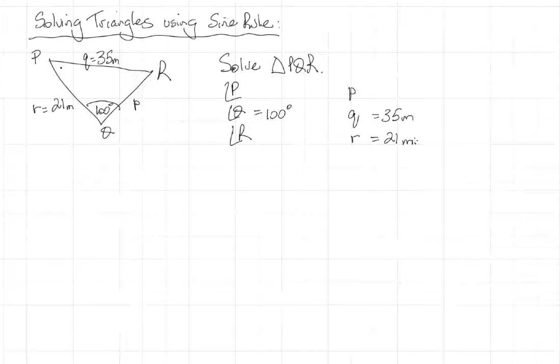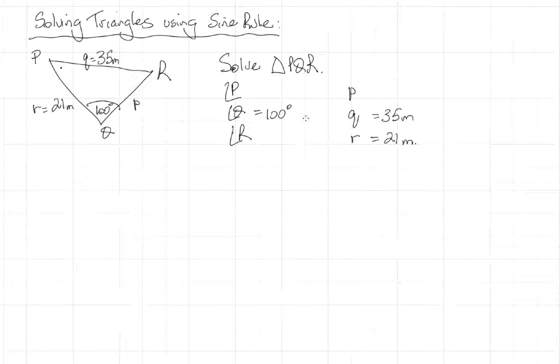So we can't use our sine, cos and tan because it is not a right angle triangle. We've got a 100-degree angle there, so these two are going to add up to 80. So we can't use sine, cos and tan, can't use Pythagoras. So we're going to fall back on our sine rule.